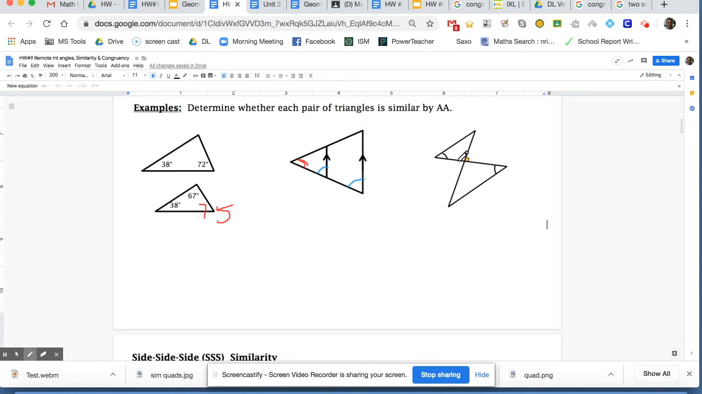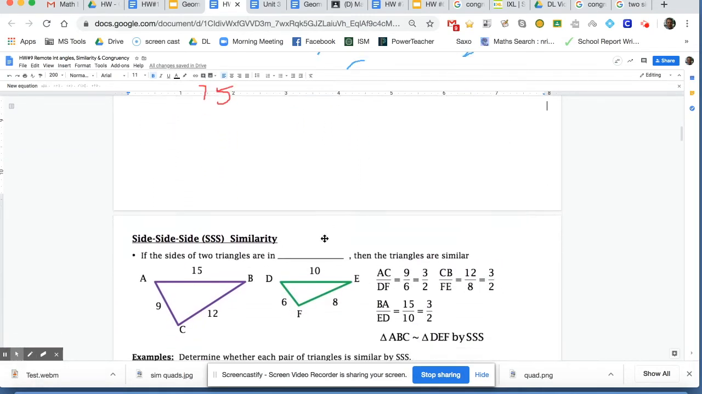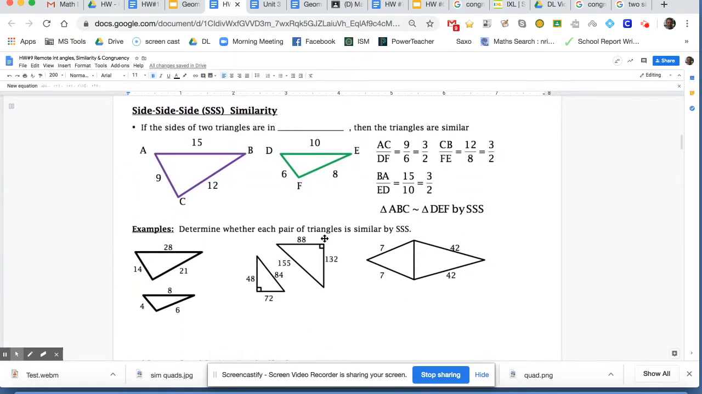Another example here, if we just put this angle here, we know these are vertical angles. And so now we have angle-angle, and we can see that those are similar. So we didn't need all three angles. Also, if we know that all three corresponding sides are proportional, then they are similar.